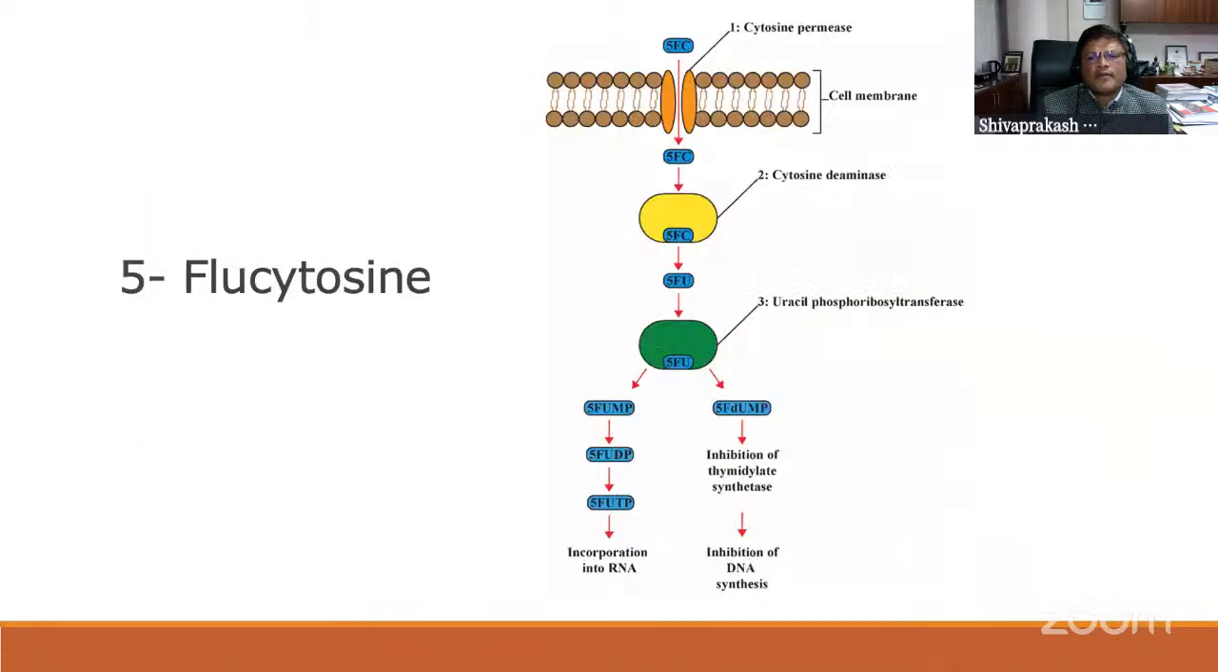Next is 5-flucytosine, another important drug. You can see that 5-flucytosine enters the cell, and then, by using cytosine deaminase and uracil phosphoribosyltransferase, 5FC gets converted to 5FU. 5FU is the very active component, which mainly inhibits thymidylate synthesis and finally inhibits DNA synthesis.